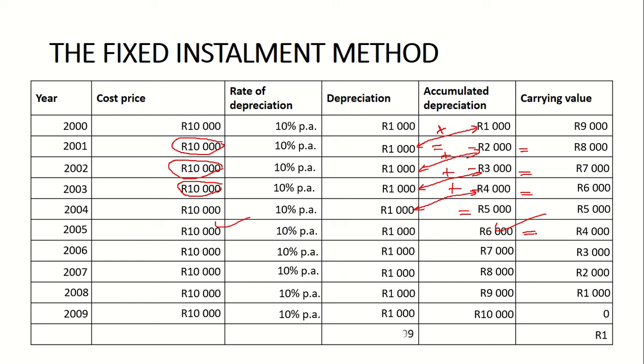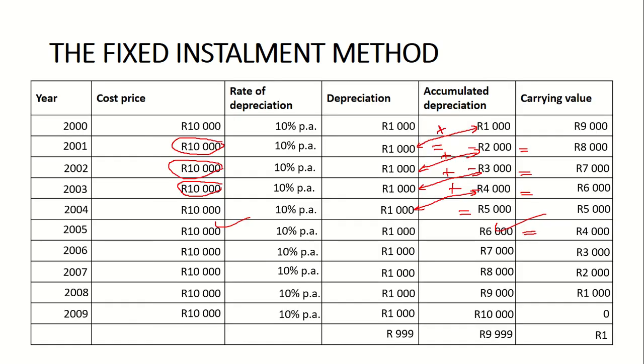So basically, I need to limit my depreciation for the last year, which is 2009, to 999. 999 is simply 1,000 rand minus 1. That is for me to be able to get a carrying value of 1 rand. How did I get that carrying value of 1 rand? It is simply this: 10,000 rand, you minus your accumulated depreciation of 9,999, it'll give you 1 rand.